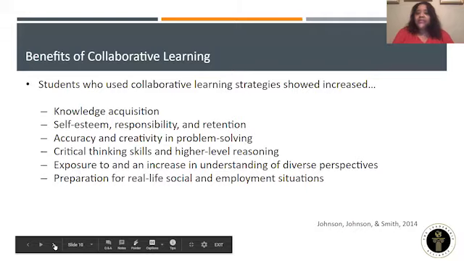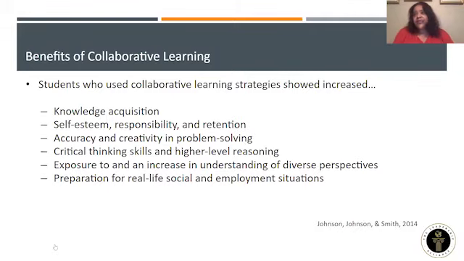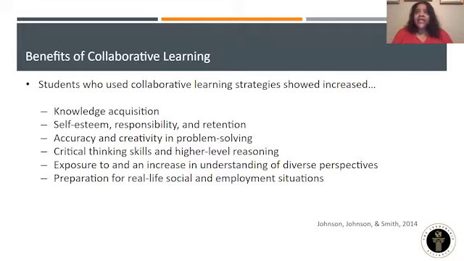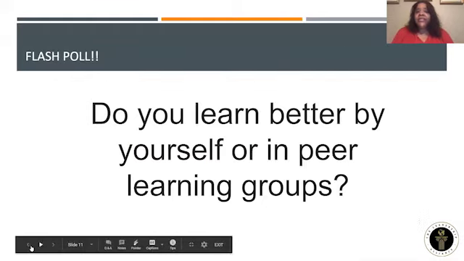We also know that students who've used collaborative learning strategies, and you're going to get more strategies by the end of this seminar, it helps with knowledge acquisition, your self-esteem, critical thinking, and that higher level thinking. It also exposes you to an increased understanding of diverse perspectives. It also, like I said, prepares you for social and real life situations. So collaborative learning is good.